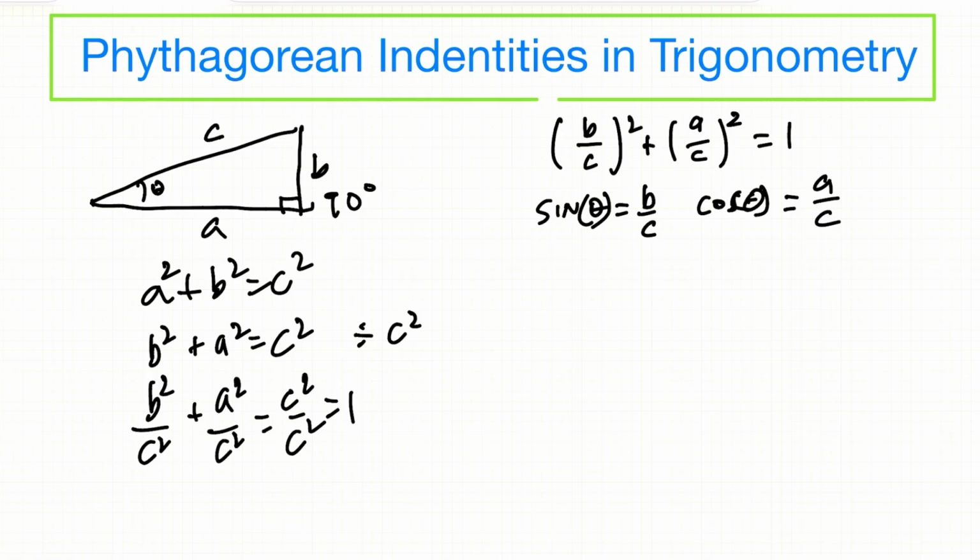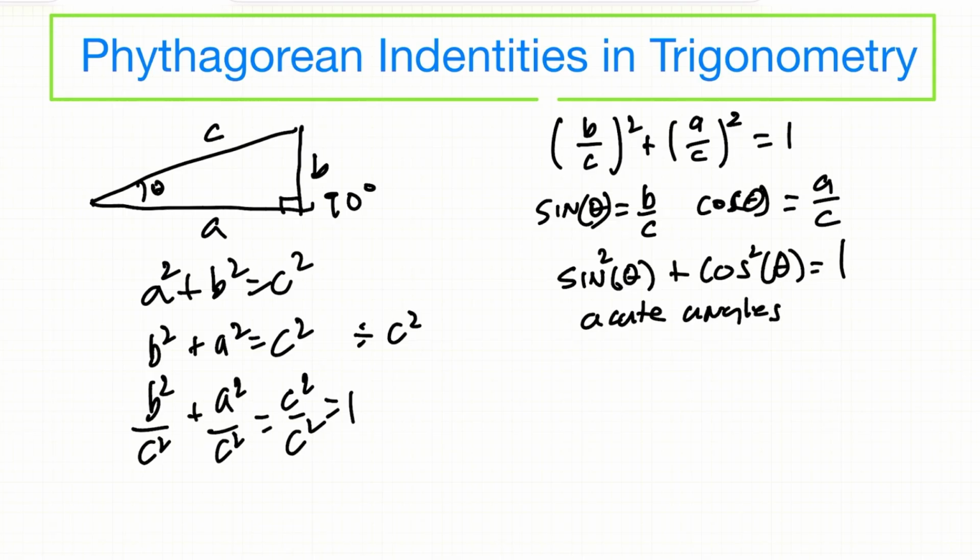We had that in a previous video, and so using that we can substitute this in here, so we get sine squared of theta plus the cosine squared of theta is equal to 1. And this is for acute angles. And so this is going to be one of our Pythagorean relationships right here. That the sine squared theta plus the cosine squared theta is equal to 1.